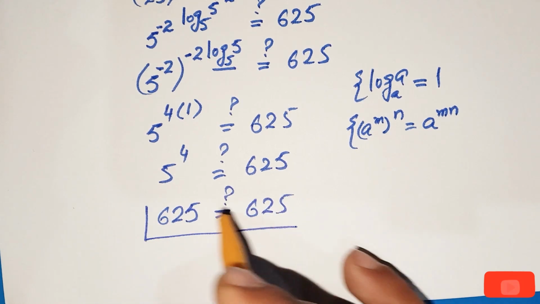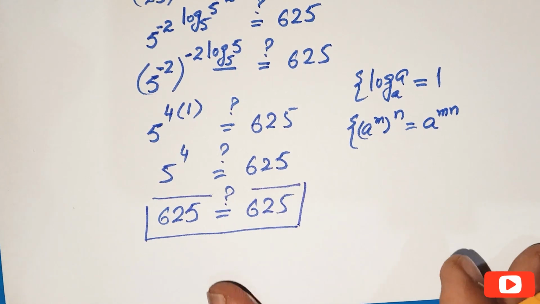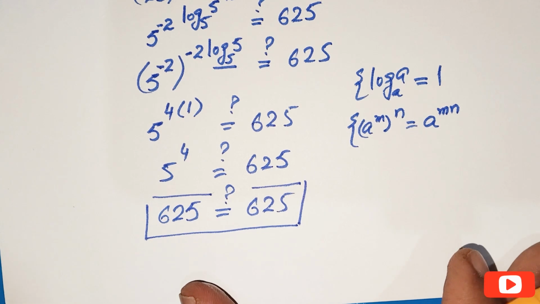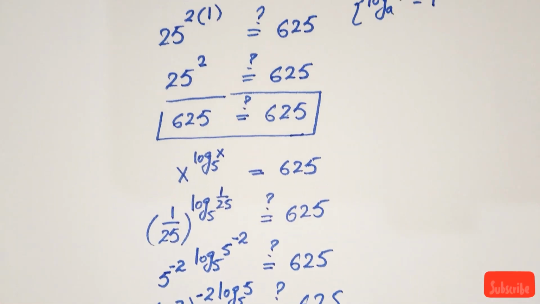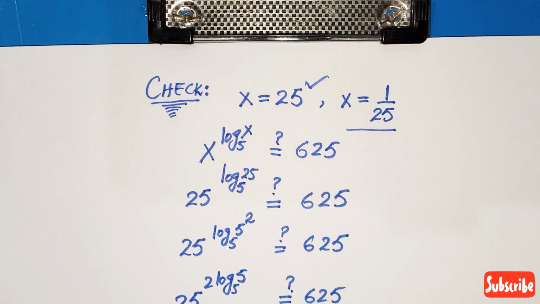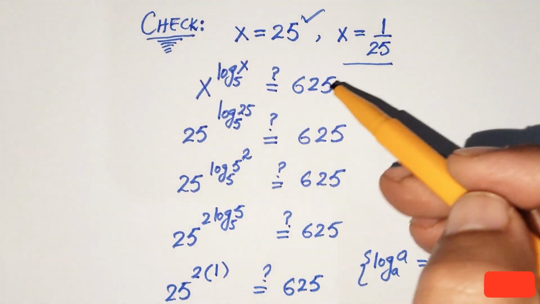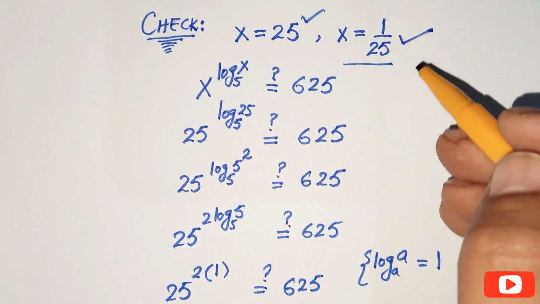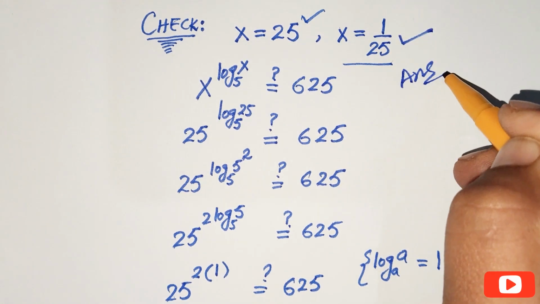So the left hand side is equal to the right hand side, hence both values are true. We have checked our solutions, that is x is equal to 25 and x is equal to 1 over 25. So it is our answer.